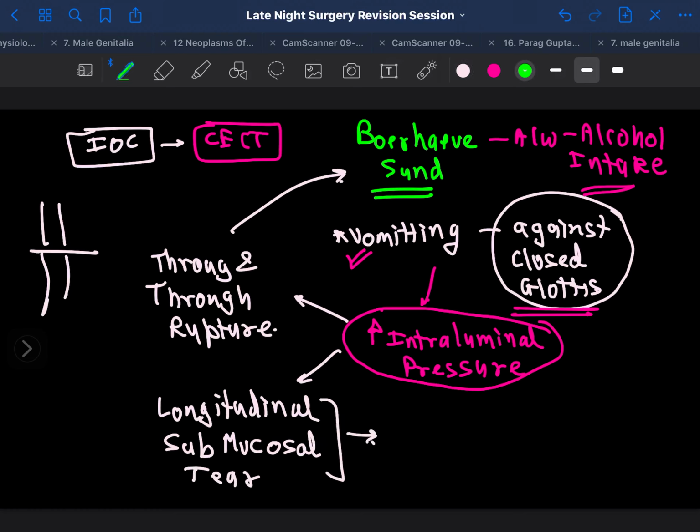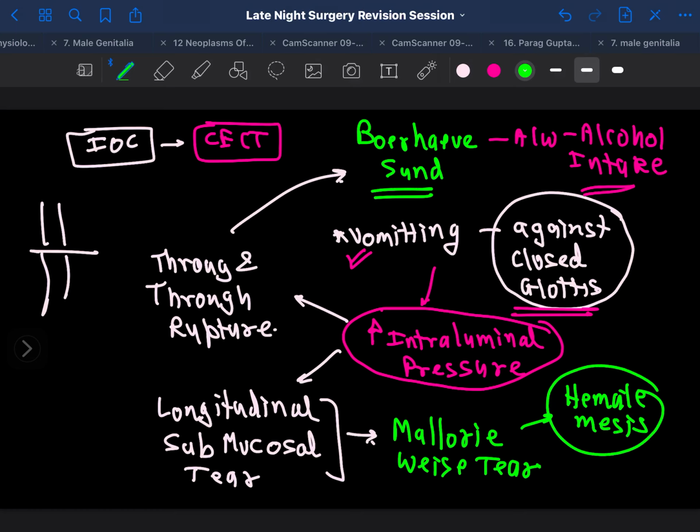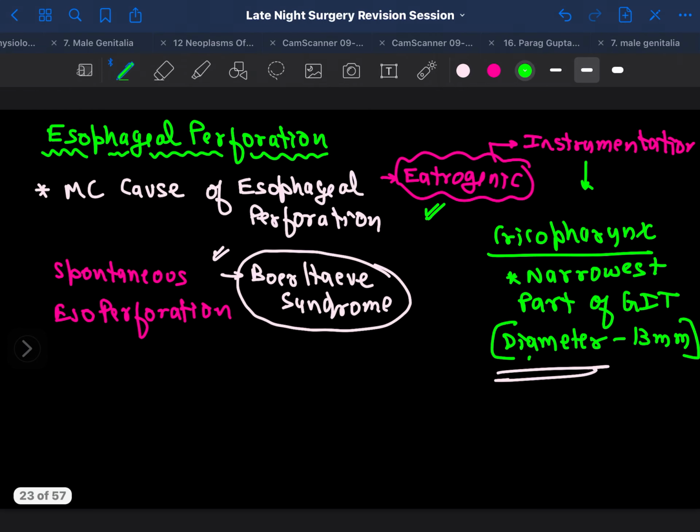This longitudinal submucosal tear is what is referred to as a Mallory-Weiss tear. And in this patient, the patient is going to come to you with a hematemesis. I understand my point. So in the Mallory-Weiss tear, the patient comes with hematemesis that is not associated in any way with the esophageal perforation. I just mentioned it over here because the mechanism of Boerhaave and Mallory-Weiss syndrome is exactly the same. The only thing is how the esophagus is responding to that increased intraluminal pressure. Based on that, we get either Boerhaave syndrome or a Mallory-Weiss tear. Okay, I hope you get this point. This is how you will talk about Boerhaave syndrome.